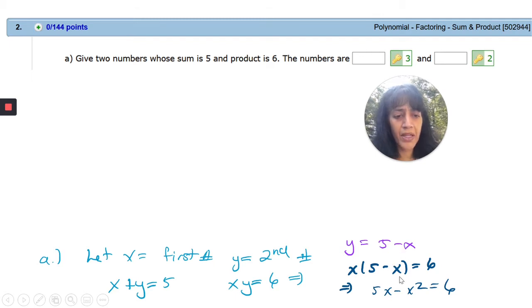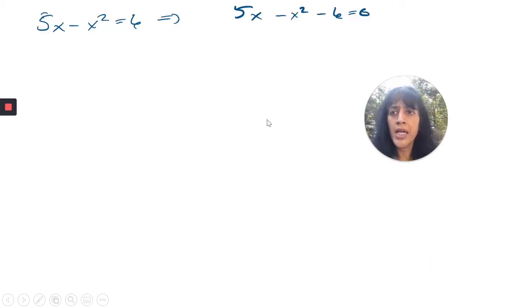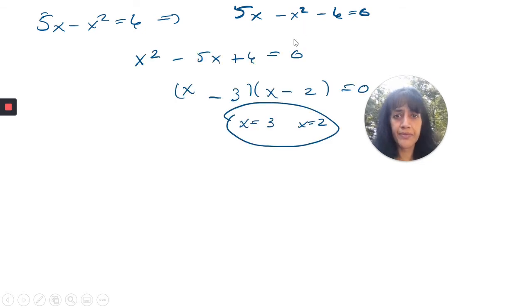The next thing I'm going to do is multiply in the x. X times 5 is 5x, x times x is x squared. So here is what I have: 5x minus x squared is equal to 6. I'm going to bring the 6 over to the left side and set everything equal to 0.